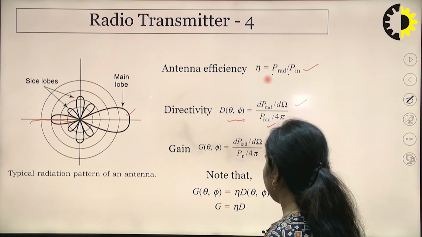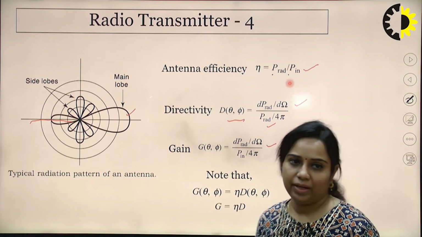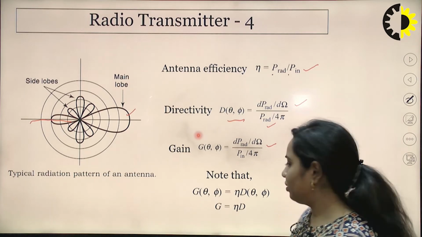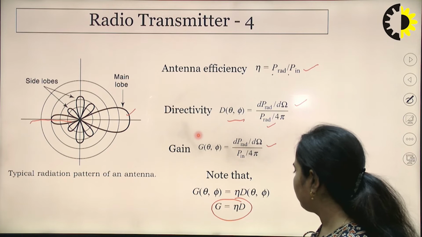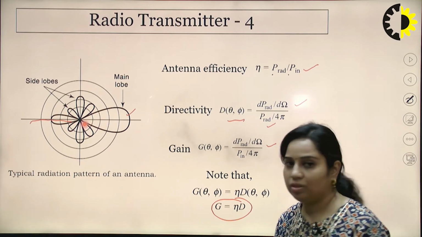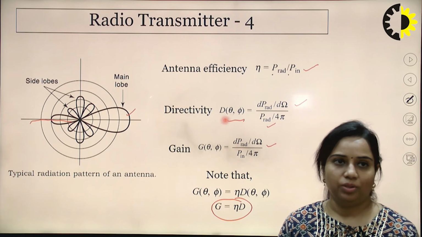Now there is an important formula, that is the relation between the directivity and gain of the antenna and efficiency. That formula is G is equal to eta into D. So for a 100% efficient system, G will be equal to D, and that is a very important formula related to the antenna.